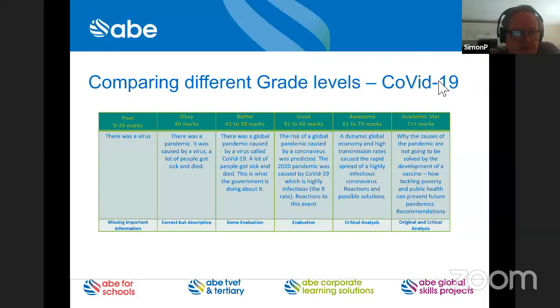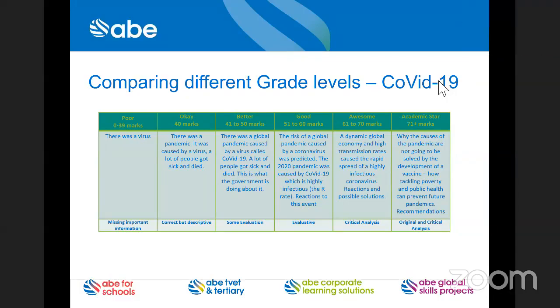So starting off with a very poor answer might be, and this is looking at answering a question about COVID-19, the coronavirus, and examining the reasons why the virus expanded exponentially around the world. Something which is very descriptive and rather poor is just to say, well, there was a virus. Which, yes, we know, would be a marker's reaction, that's a very basic statement and is not likely to gain much in the way of marks.